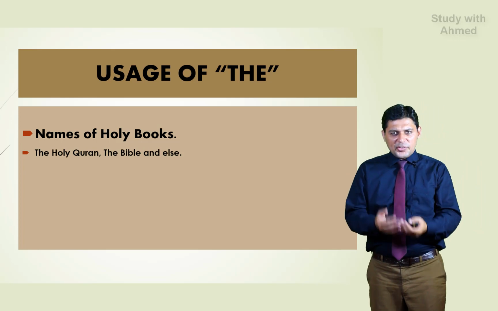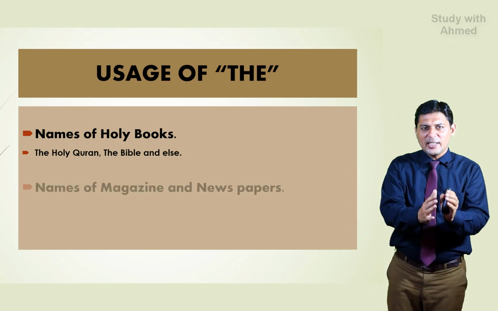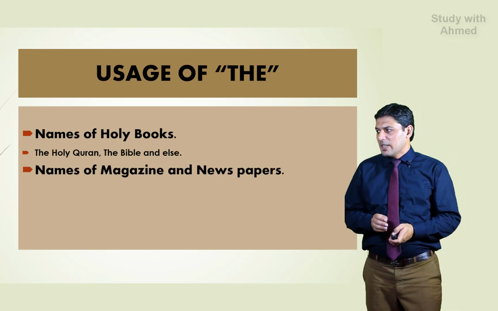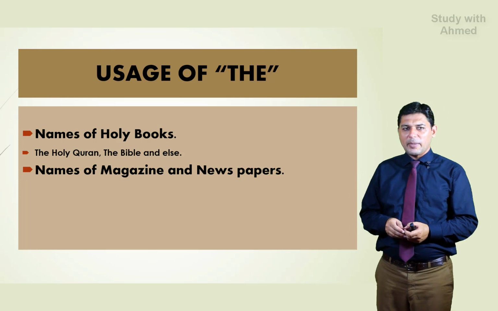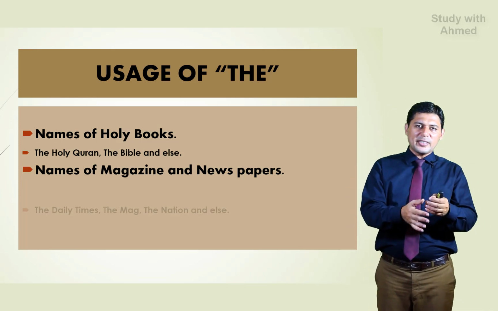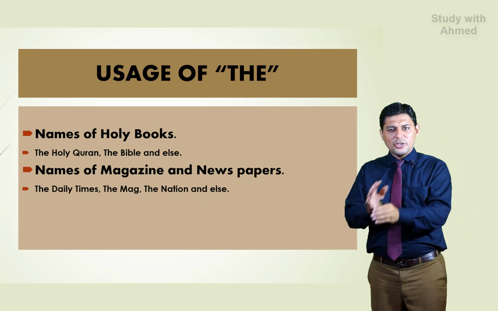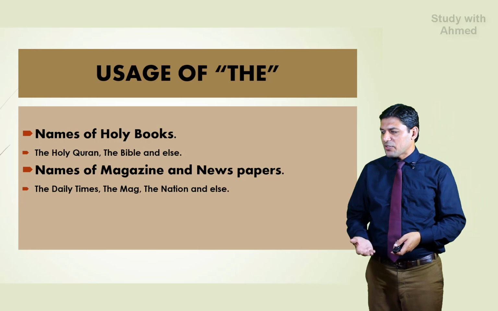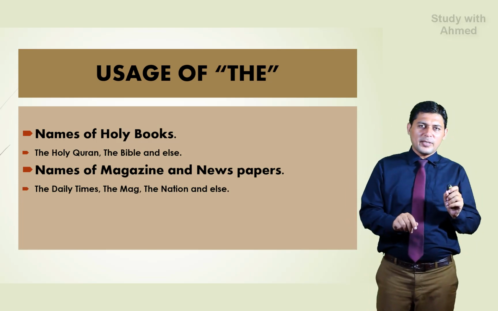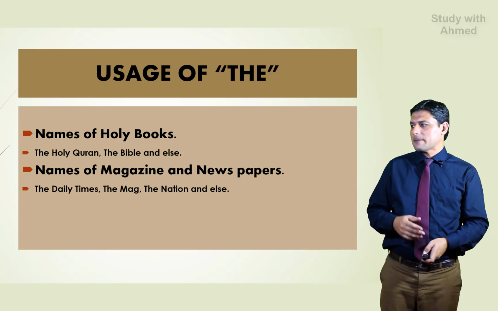The names of magazines and newspapers. With all kinds of magazines and newspapers, here also we use "the". Examples are the Daily Times, the Mag, the Nation. The Mag is a magazine of Pakistan. The newspapers: the Daily Times of New York, Pakistan, and India. Newspaper name, the Nation, newspaper name. So with all kinds of newspapers and magazines, we apply "the".